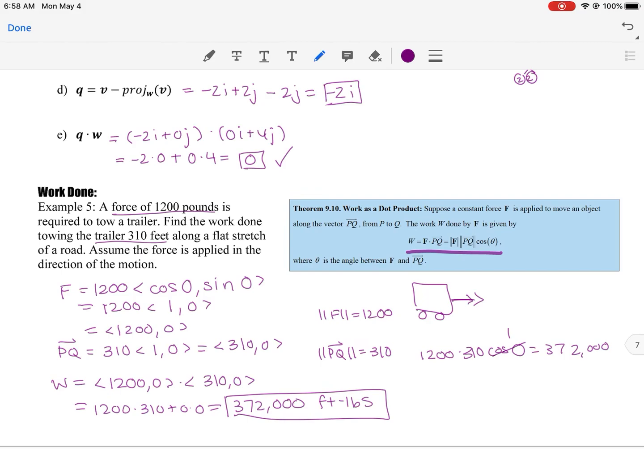Okay, there's one example in your homework as well that has an angle in there. Same process, just plug in the angle. And there's a video that goes along in the homework if you need any help.